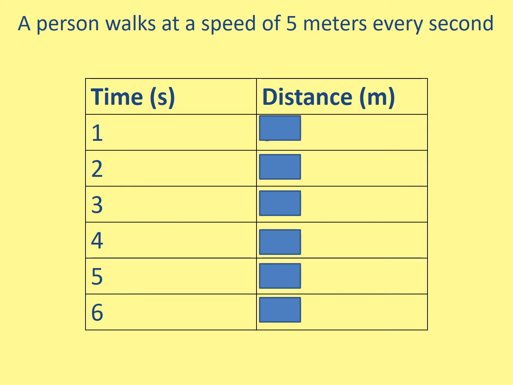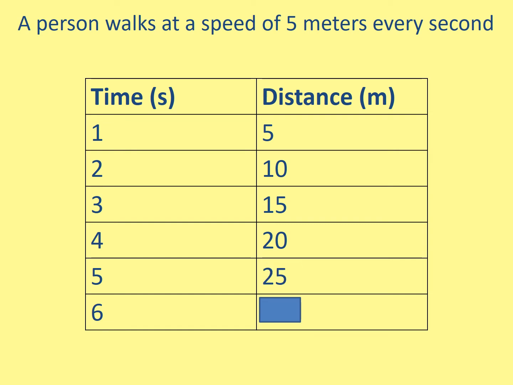So this time a person walks at a speed of 5 meters every second. So after 1 second they will have gone 5 meters. After 2 seconds, they will have gone another 5, so in total 10 meters. After 3 seconds, they will have gone yet another 5, so 15 meters. After 4 seconds, 20 meters. After 5 seconds, 25 metres, and after 6 seconds, they'll have gone a total of 30 metres.